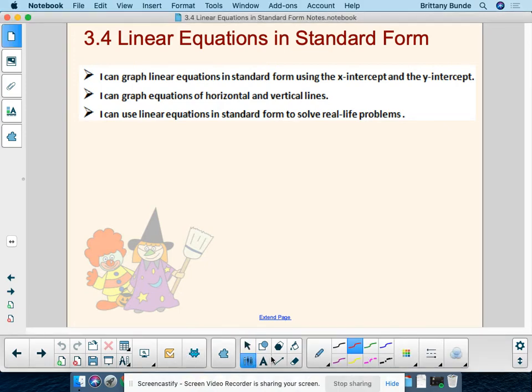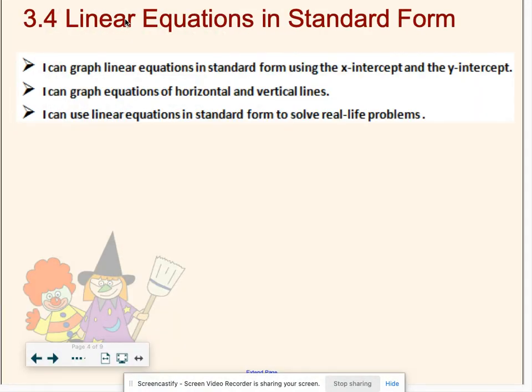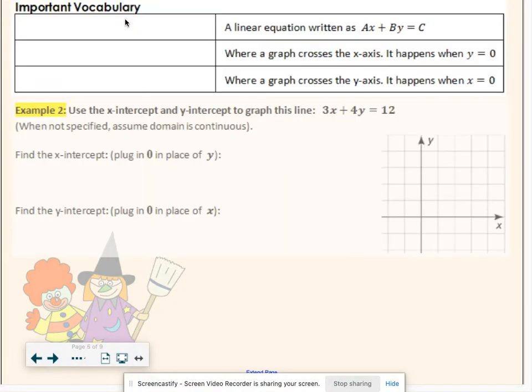So we're gonna graph lines today, which is exciting. Have you guys graphed lines before? A little bit, maybe last year. So the easiest way to start is using standard form, and that's the way we're gonna graph today.